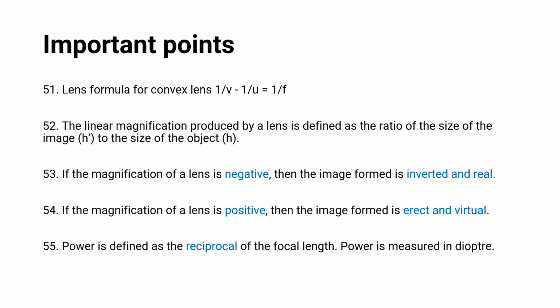Lens formula for convex lens is 1/v minus 1/u equals 1/f. The linear magnification produced by a lens is defined as the ratio of size of image to the size of object. If the magnification of a lens is negative, then the image formed is inverted and real. If the magnification of lens is positive, then the image formed is erect and virtual.